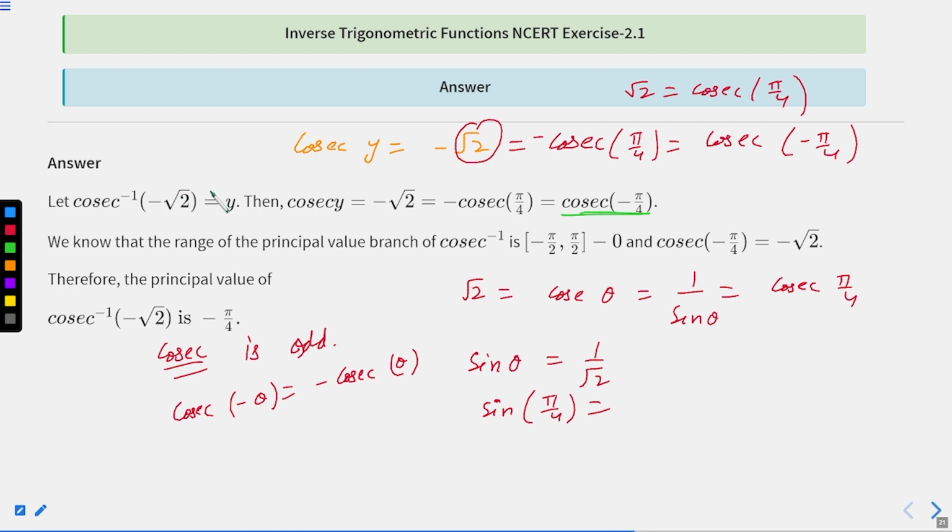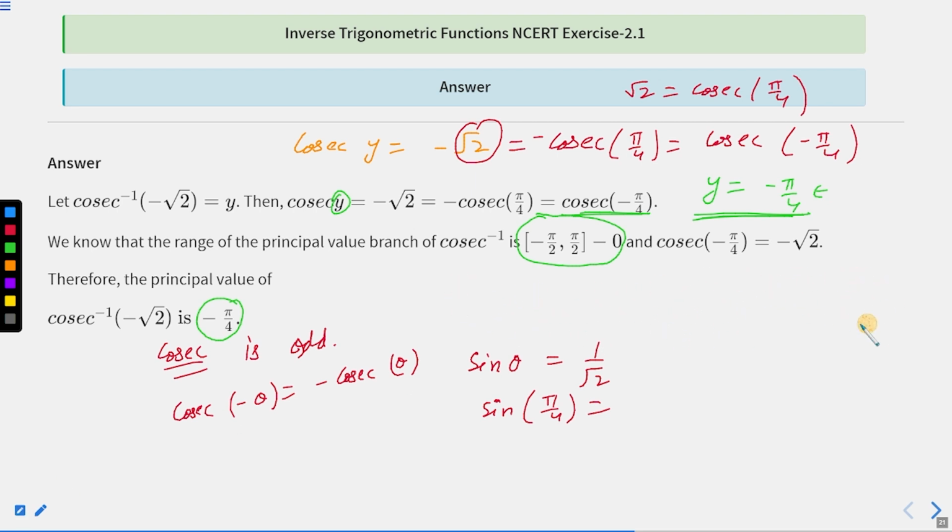Now, what can we say? We can easily say that y is equal to minus pi by 4, and then verify that this value belongs to this interval, then we can say that this is our principal value. So let's verify that. How are we going to verify? It is quite easy. We just have to compare two quantities. So minus pi by 4 must be less than pi by 2. Is it true? Yes, as you can see.